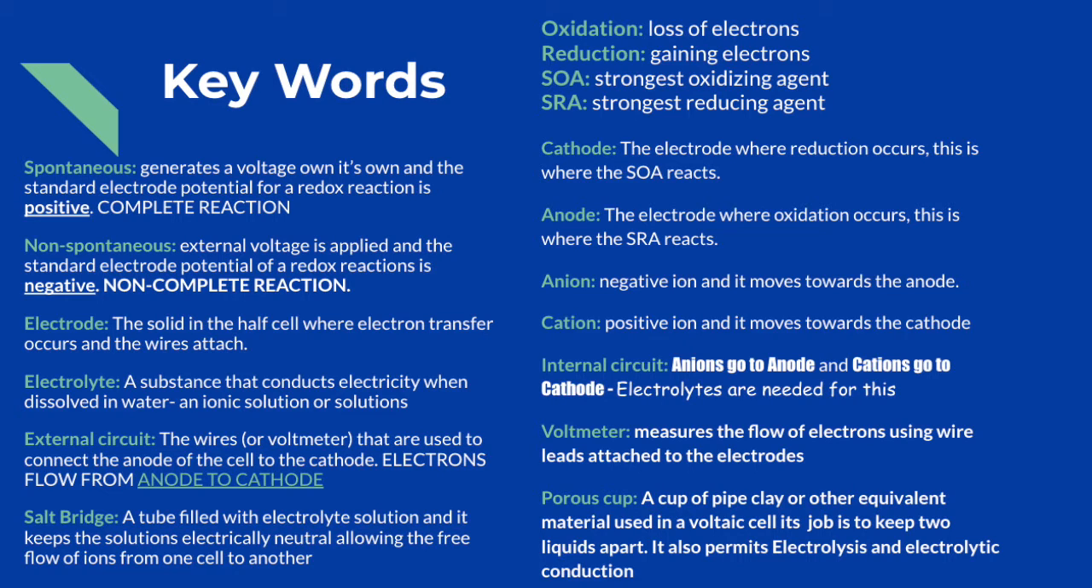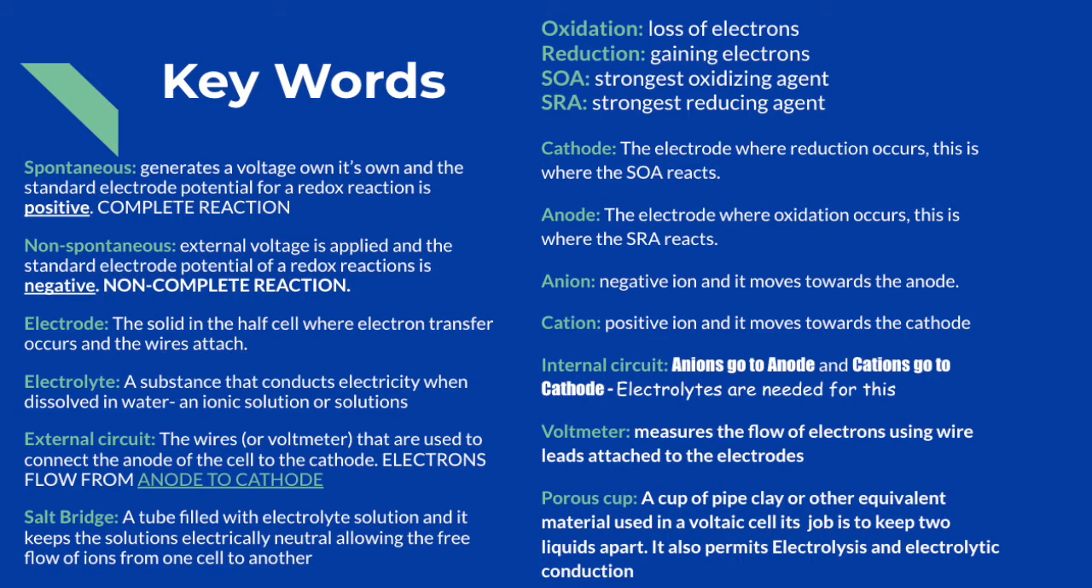The next is electrode, the solid in the half cell where electron transfer occurs and the wires attach. Electrolyte, a substance that conducts electricity when dissolved in water in an ionic solution or solutions. The next is external circuit. This is when the wires, or the voltmeter, are used to connect the anode of the cell to the cathode. Electrons flow from the anode to cathode in this circuit.